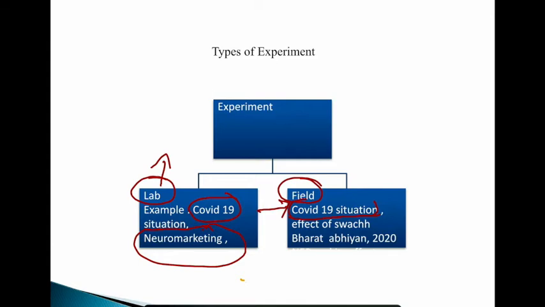So here also the lab experimentation is to be done when we are studying the behavior of the customer or the consumer, or the psychology of the consumer, before buying a product or maybe after buying the product. This is an emerging field in marketing, that is, in the field of management. And that's why we go for this lab experiment.